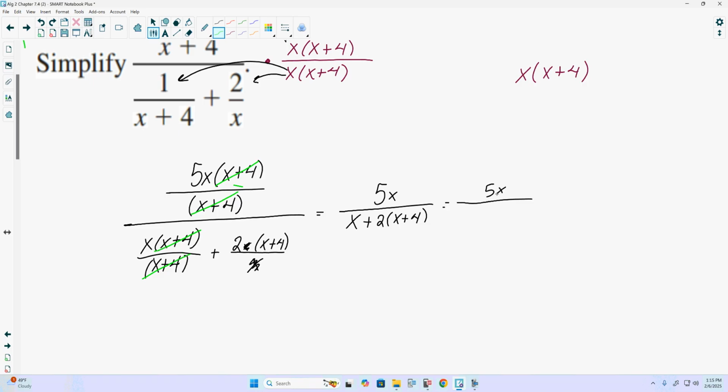On bottom, we do need to simplify. We need to multiply by 2. Our 2 times x is 2x. Our 2 times 4 is 8. x plus 2x is? Done.